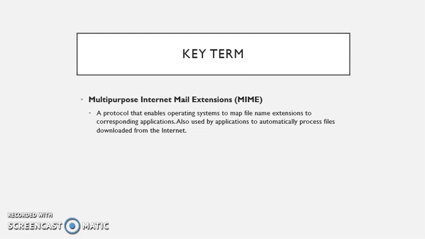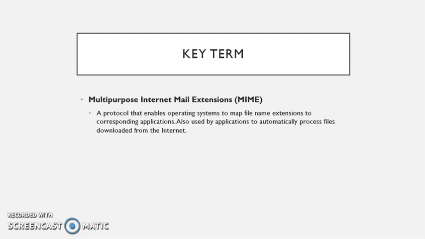A key term, as mentioned on the other slides, Multipurpose Internet Mail Extension, also called MIME. This is a protocol that enables operating systems to map file name extensions to corresponding applications. These are also used by applications to automatically process files downloaded from the internet. Essentially, what this means is this is an understanding or way for the computer to process a specific file and then allow it to open in the specific application.